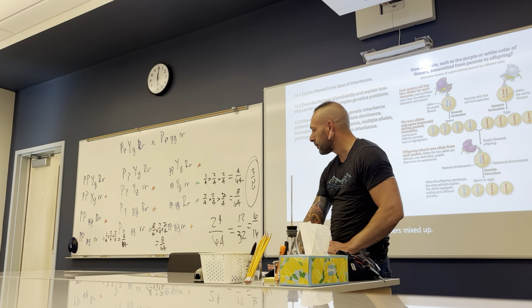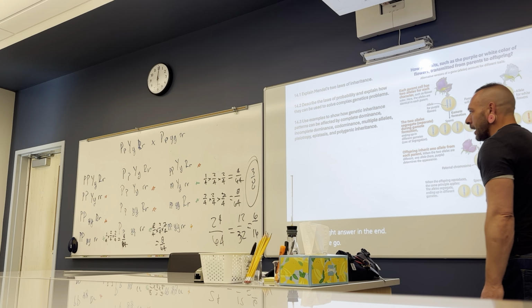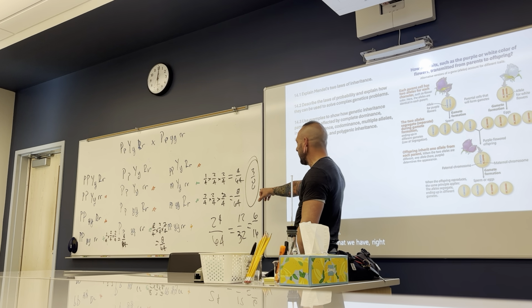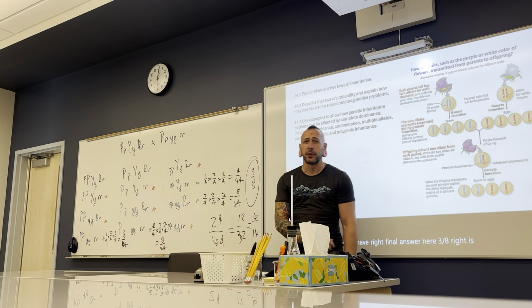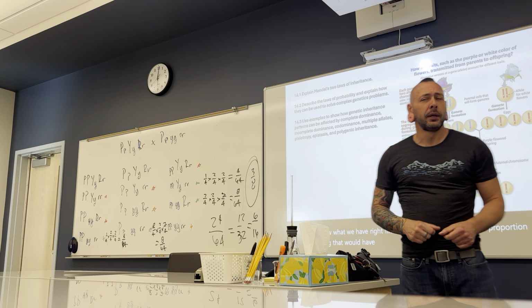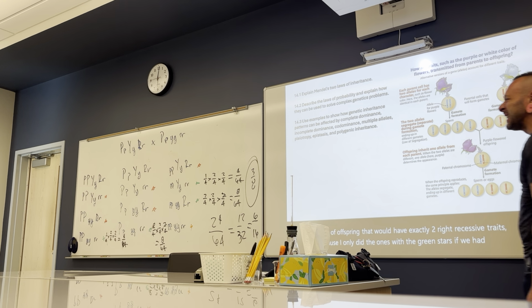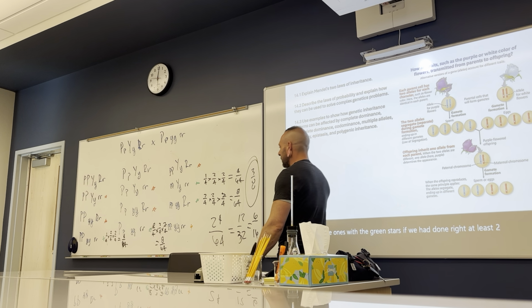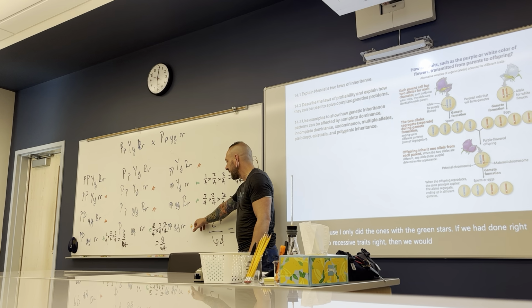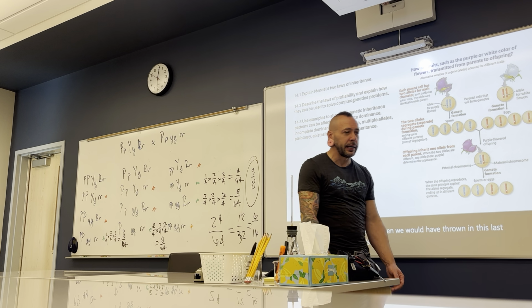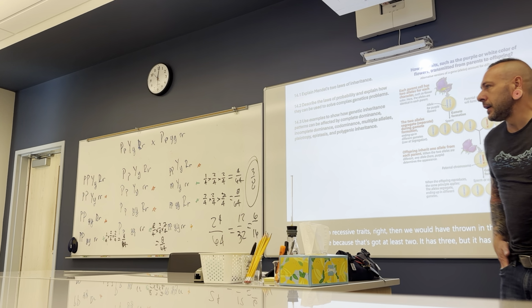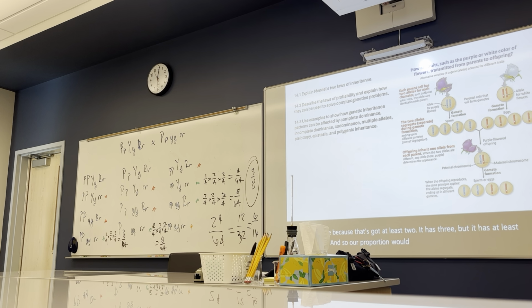So there we go. Now what we have, the final answer here, 3/8, is the proportion of offspring that would have exactly 2 recessive traits, because I only did the ones with the green stars. If we had done at least 2 recessive traits, then we would have thrown in this last variant here, because it has 3, but it has at least 2, and so our proportion would have gone up just a little bit.